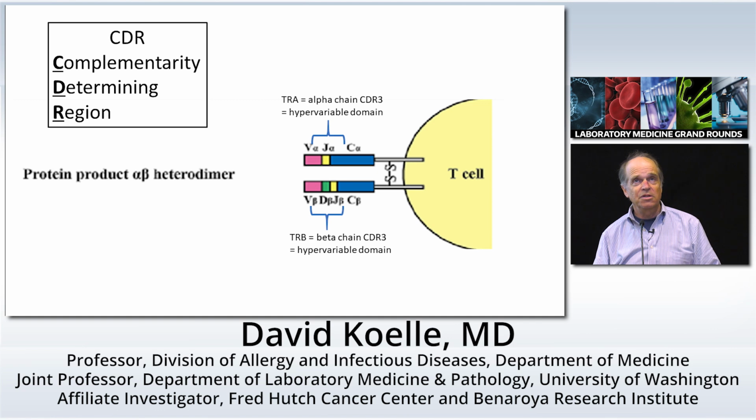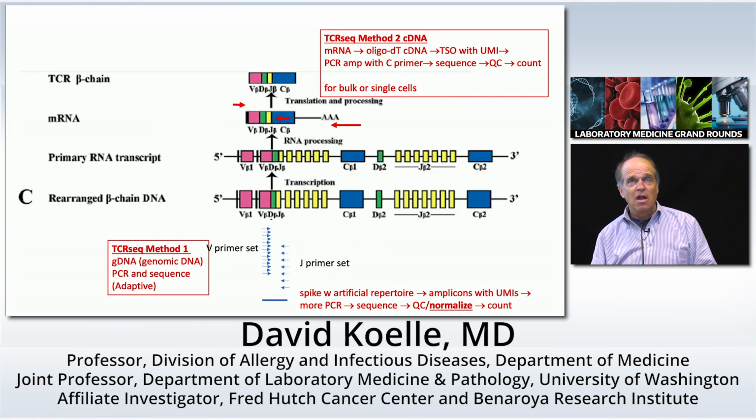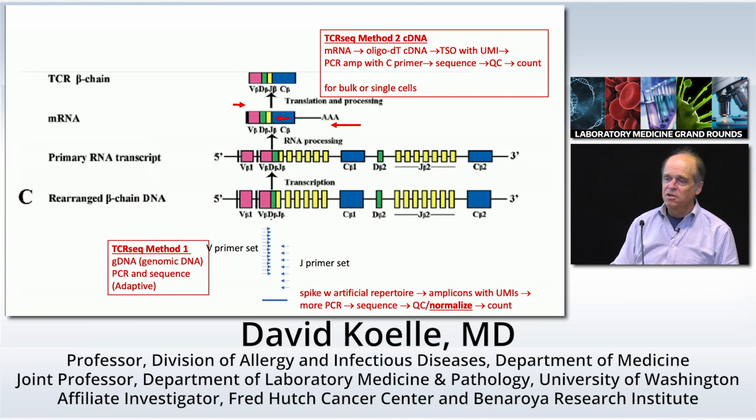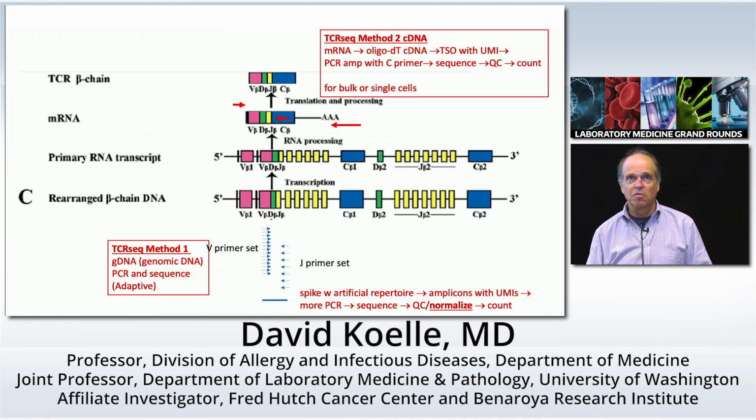There's actually a couple of these complementary determining regions, but mostly the CDR3 is the one that's right in the recombination rich zone. So there's really two kinds of technologies that are now frequently used to sequence T-cell receptors. You can either sequence the DNA or you can sequence the cDNA. And you can imagine there are pluses and minuses of both of these approaches.